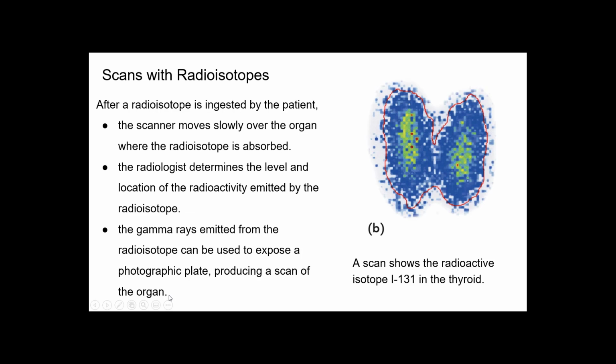Okay, so scans with radioisotopes. After the radioisotope is ingested, the scanner is going to go over that organ where the radioisotope is at. And the scanner is going to pick up the level of radiation. So it's going to be able to, one, locate to make sure the radioactive isotope is where it needs to be, and then determine the amount of radiation coming from it, and all that information will be depicted into an image, and then they can go from there. Gamma rays emitted from radioisotope can be used to expose a photographic plate and produce a scan of it.